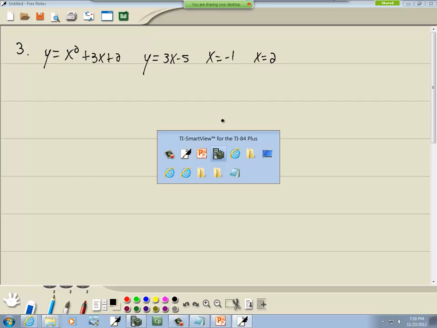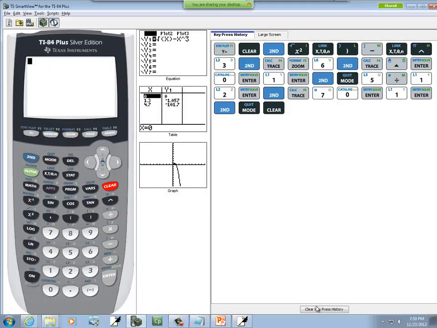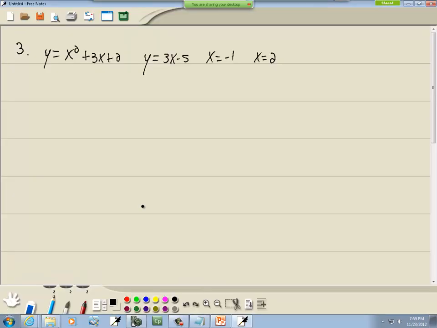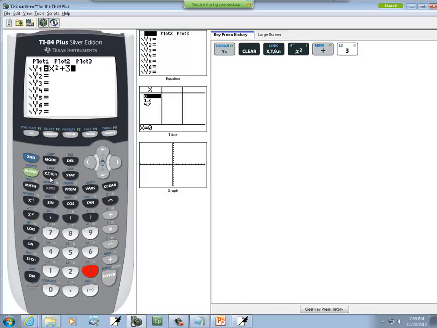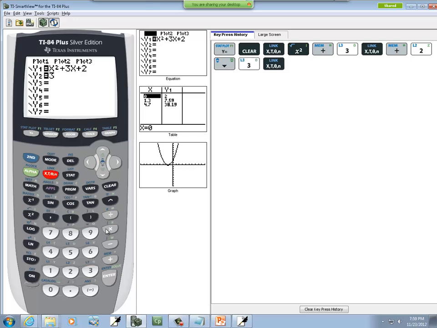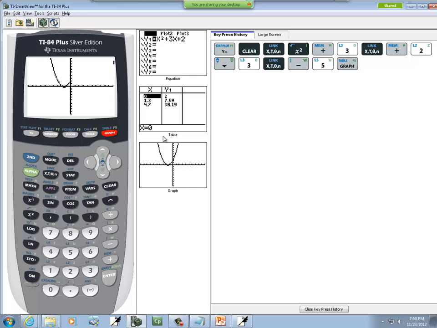I'm going to sketch these on our calculator. So I'm press my y equals, press clear. My first function, x squared plus 3x plus 2. And on y2, I'll down arrow to y2, I'll put the 3x minus 5. Let me just press graph, see what I get. Okay, so we get that. And then it's from negative 1 to 2.